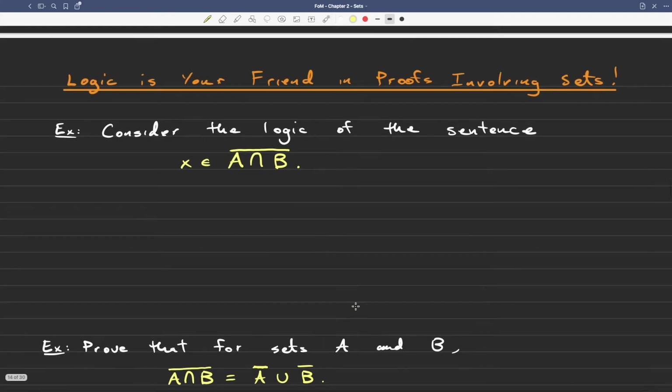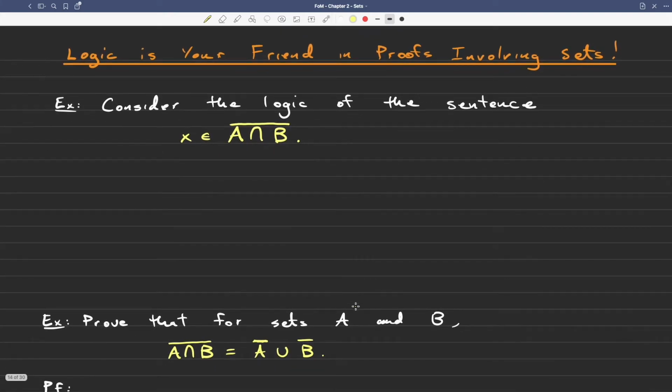Okay, another thing to talk about when we're proving facts about sets is that logic is your friend. All of the set definitions involve logic, ands and ors and nots. And so manipulating the logic helps you understand how to see relationships among sets. Let me give you an example of what I'm talking about here. Let's consider the logic of the sentence, x is an element of A intersect B complement.